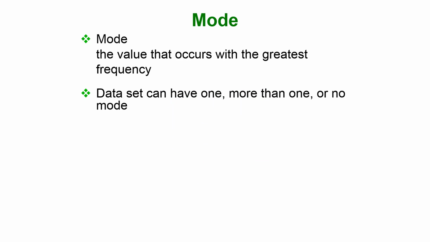The last measure of center is the mode. The mode is the number of times a data value occurs. So often it has to do with the number of times a data value occurs. You're just counting the number of times each data value occurs, and the one that occurs most often is the mode.